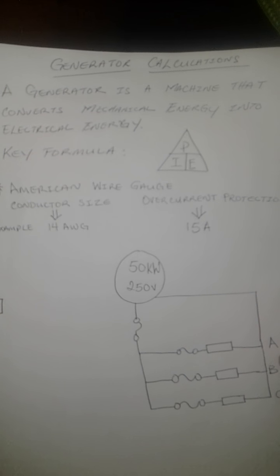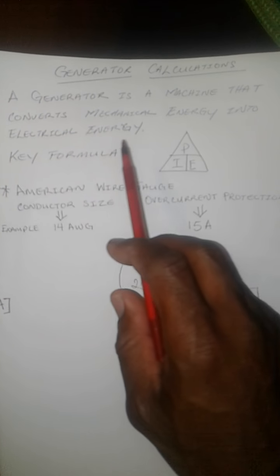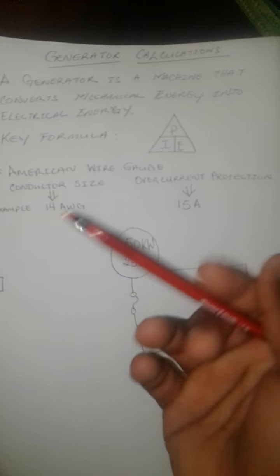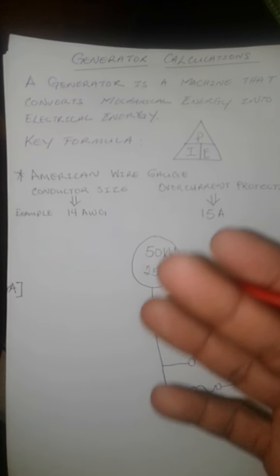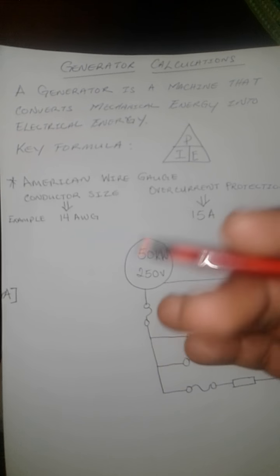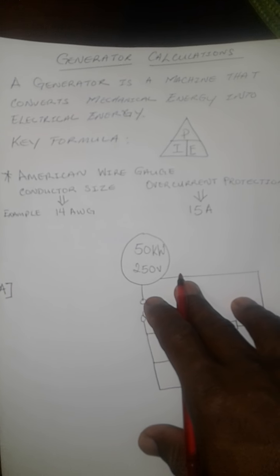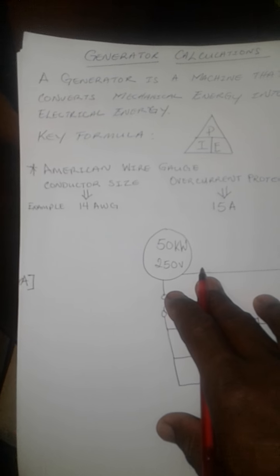Generator calculations. A generator is a machine that converts mechanical energy into electrical energy. Therefore, we need to understand how it operates and we need to calculate the amount of power, the amount of voltage and the amount of current that a generator will be able to transmit and supply to an electrical service.